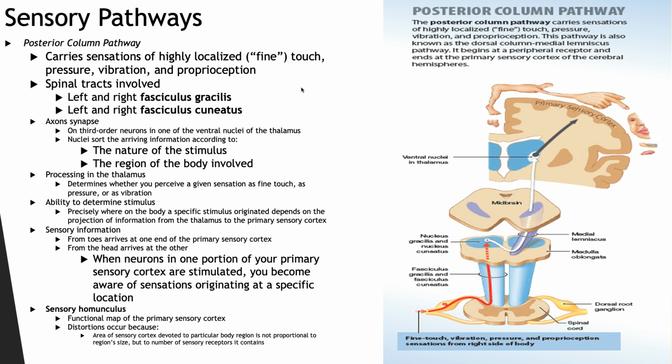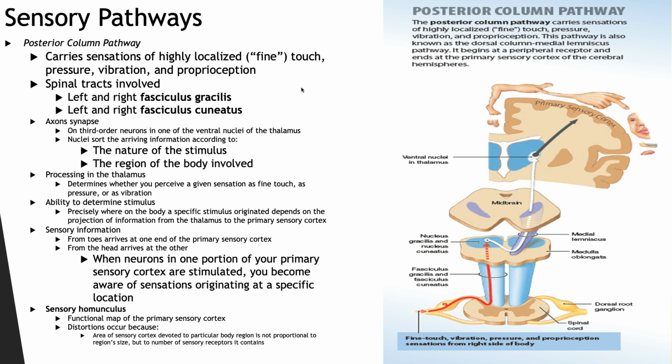So the posterior column pathway carries sensations of precise touch, vibrations, and proprioception. The spinal tracts involved are the left and right fasciculus gracilis and the left and right fasciculus cuneatus. On each side of the posterior median sulcus, the fasciculus gracilis is medial to the fasciculus cuneatus.